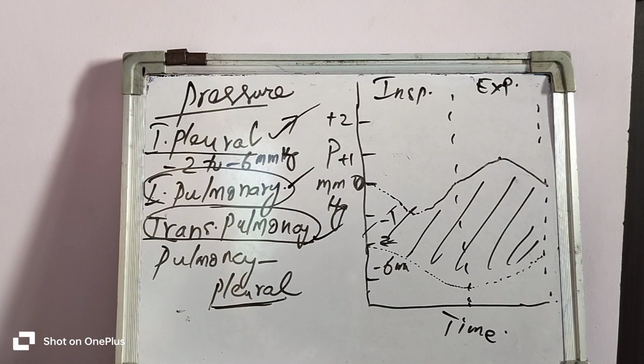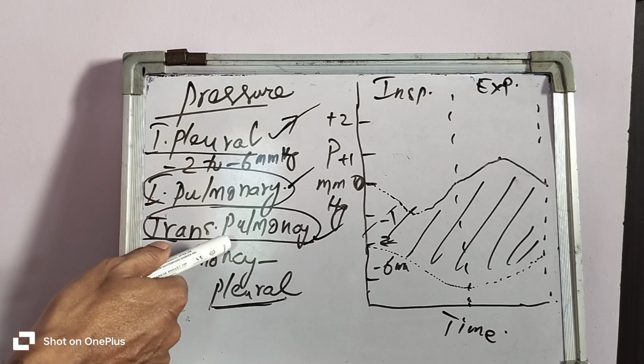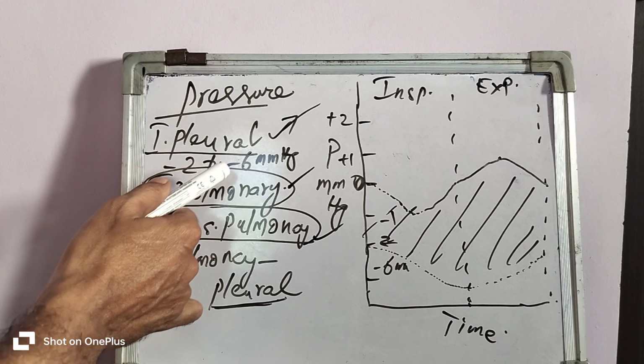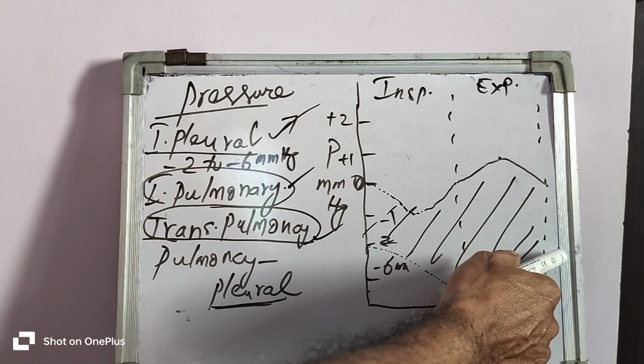So the take home message is there are three pressures: intrapleural pressure, intrapulmonary pressure, transpulmonary pressure. The intrapleural pressure is always negative. From minus 2 it goes to minus 6 at the end of inspiration, and again comes back to minus 2.